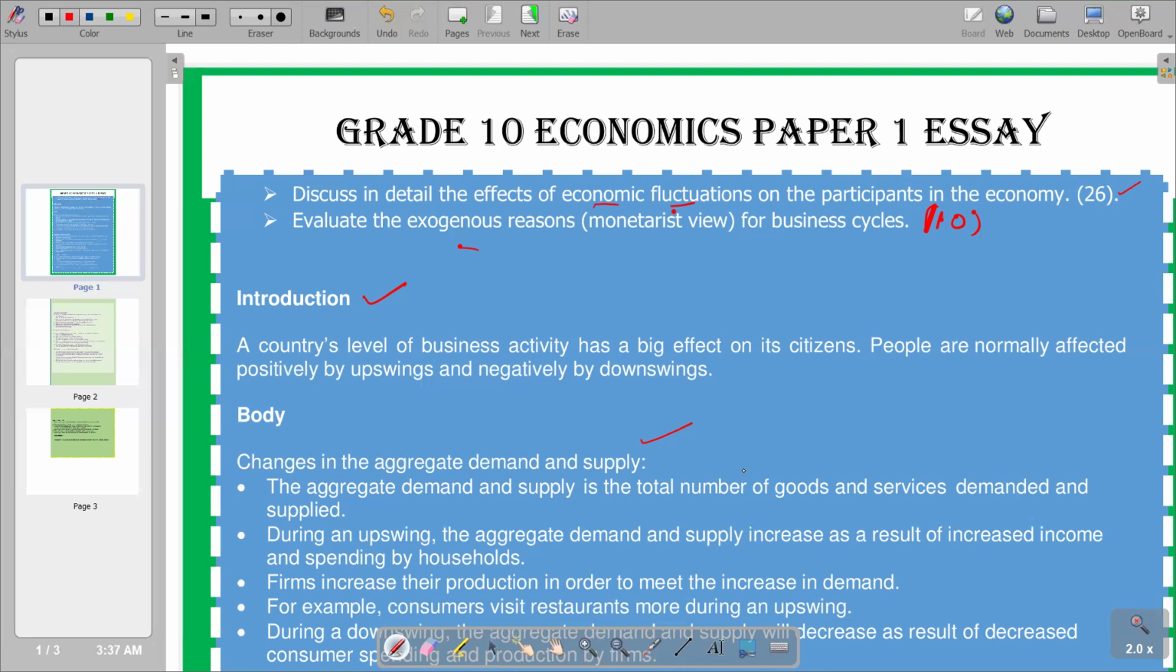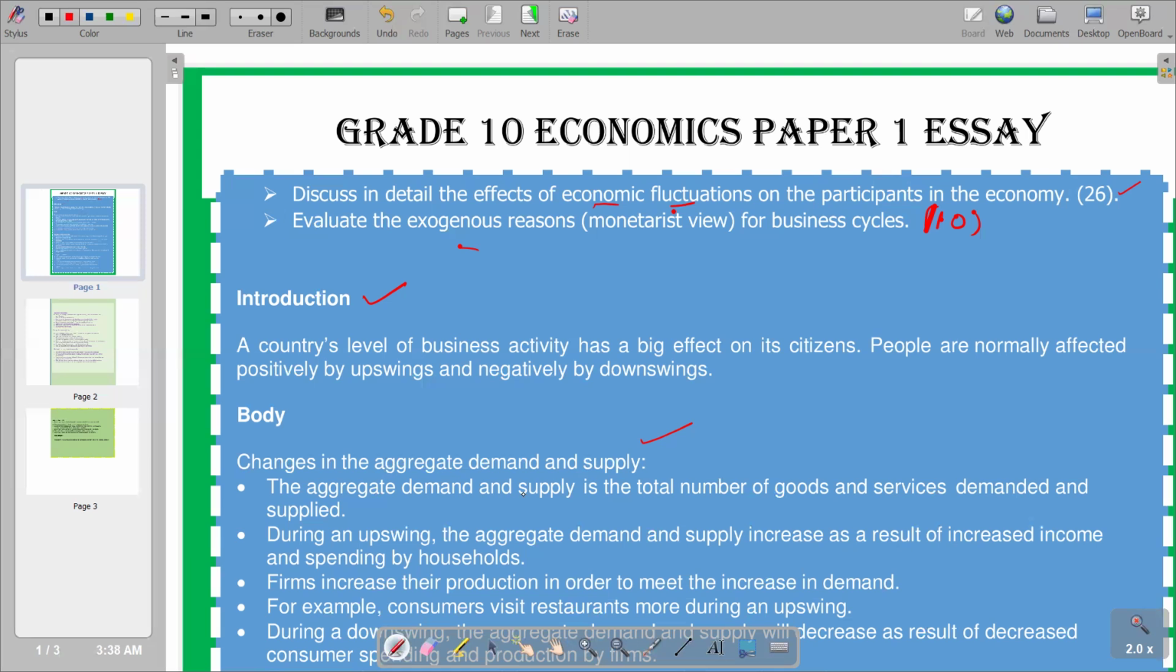So we are not talking about a particular industry whereby we look at the demand of a particular industry. Maybe it's the manufacturing industry, it will not be the aggregate demand. We need the demand of all the industries that we have in the economy so that we get the total demand. So that's the first point, trying to explain the meaning of aggregate demand and supply. Then going to the second point, saying during an upswing, the aggregate demand and supply increase as a result of increased income and spending by households. So our next point now is trying to explain what happens in an upswing and what effect an upswing has on the aggregate demand and supply.